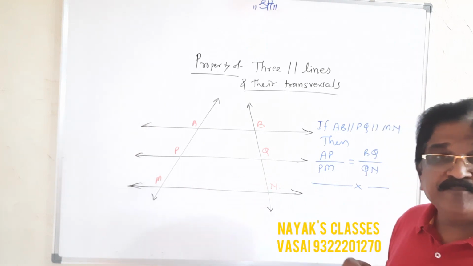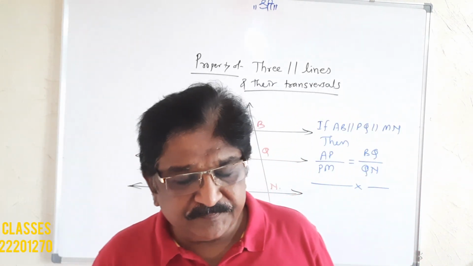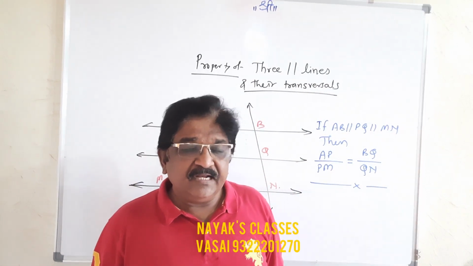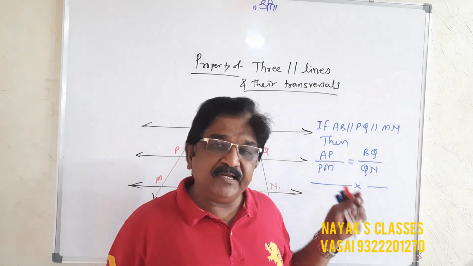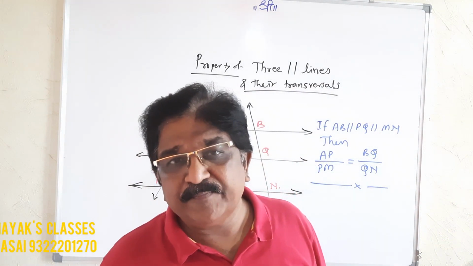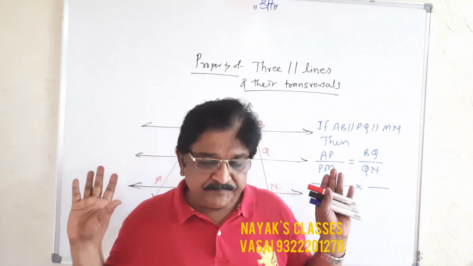How to use them? We have studied three properties. One is BPT, that is Thales theorem. Second is angle bisector theorem. And third is parallel lines and their transversals. How to use them for solving the examples for the next exercise we are going to see.